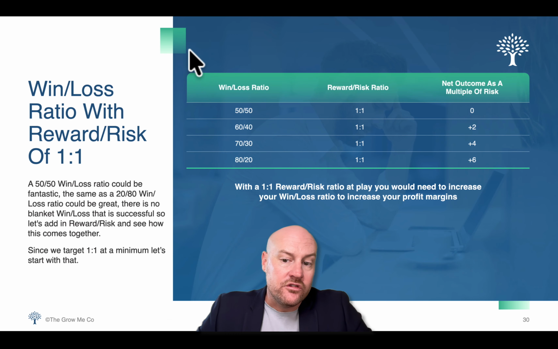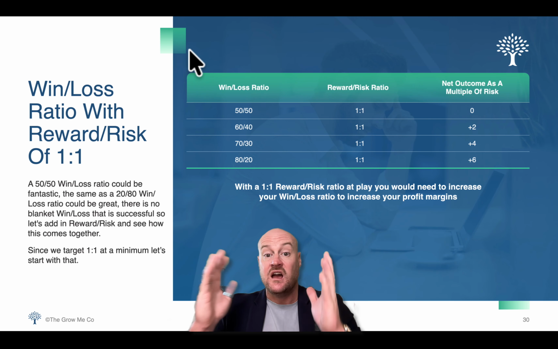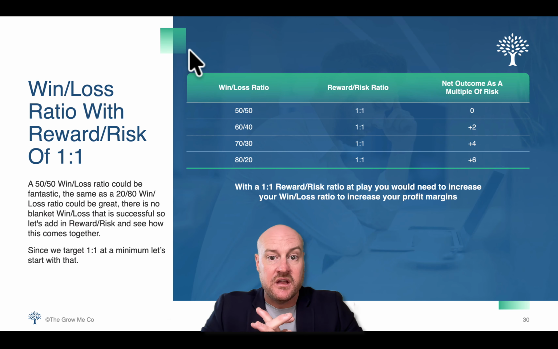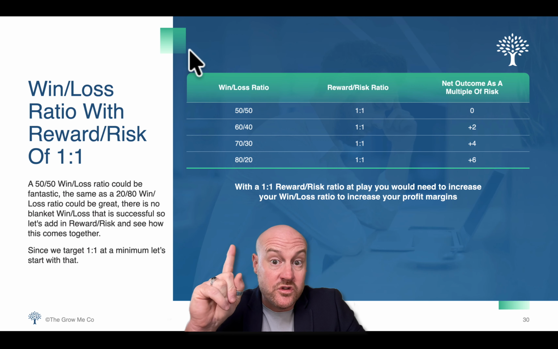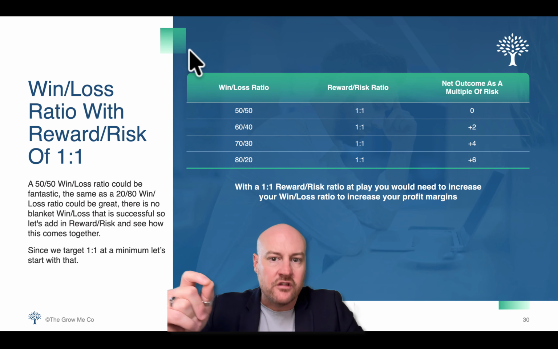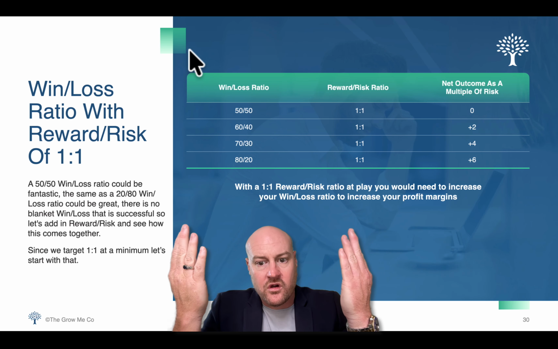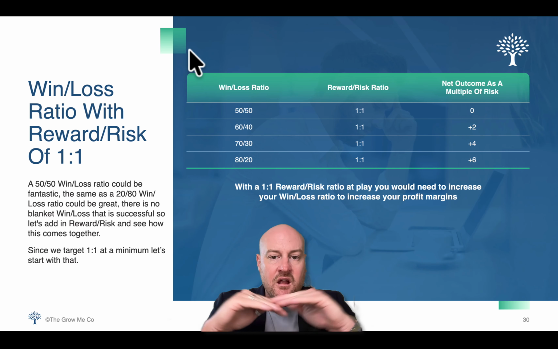So if I've got a win-loss ratio of 50-50, so half the time I'm correct and half the time I'm getting stopped out, half the time profit, half the time loss, then I end up with 0 at a 1-to-1 reward risk ratio. There's no edge there because I'm 50% of the time right, 50% of the time wrong, and I'm leveling everything out on break even at that.